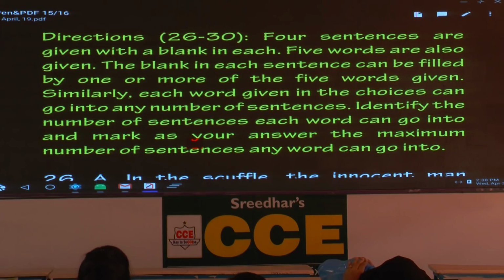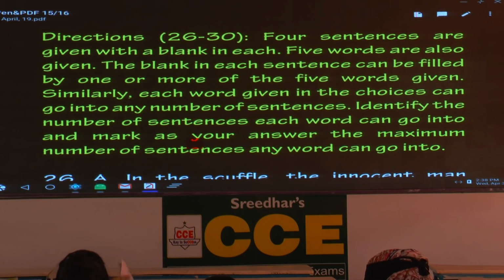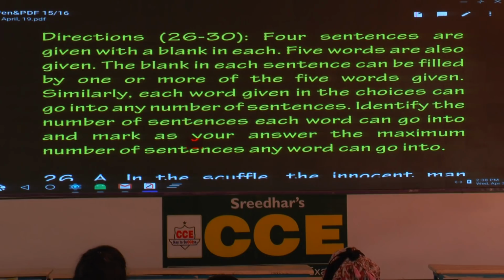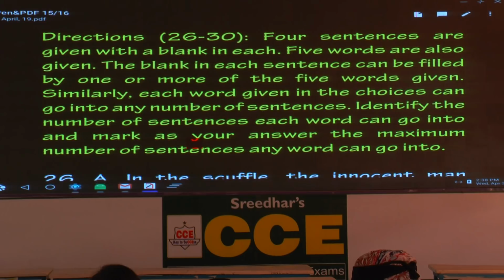Shall I continue? 4 sentences are given with a blank in each. 5 words are also given. The blank in each sentence can be filled by one or more of the 5 words given. Similarly, each word given in the choices can go into any number of sentences. Identify the number of sentences each word can go into and mark as your answer the maximum number of sentences any word can go into. In a nutshell, you have to select a word which can go into the maximum number of sentences.